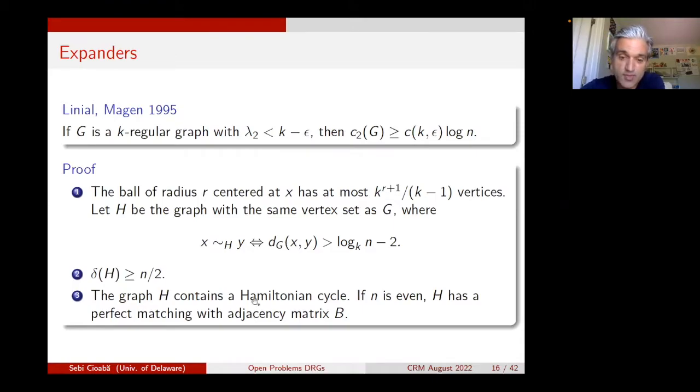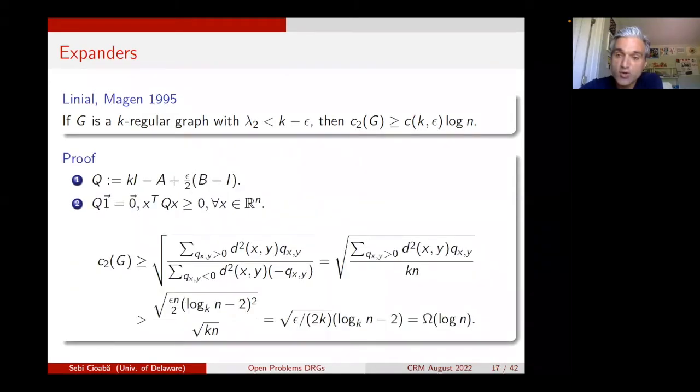Because you have a Hamiltonian cycle, you can pick a perfect matching from it. So essentially what you have done, you have split the vertices of the original graph G into pairs of vertices that are far apart from each other. And we'll see this trick later on when we talk about Vallentin's results, okay? And this perfect matching, its adjacency matrix, we denote it by B.